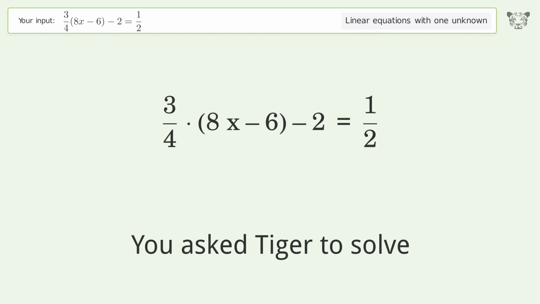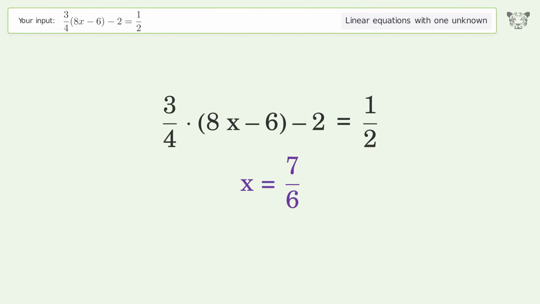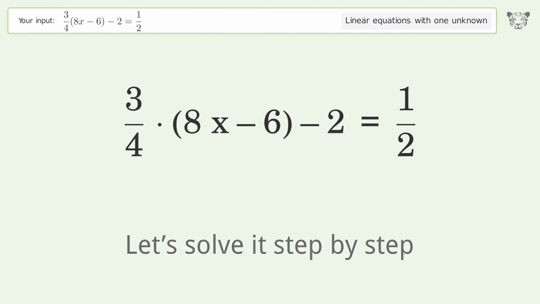You ask Tiger to solve. This deals with linear equations with one unknown. The final result is x equals 7/6. Let's solve it step by step.